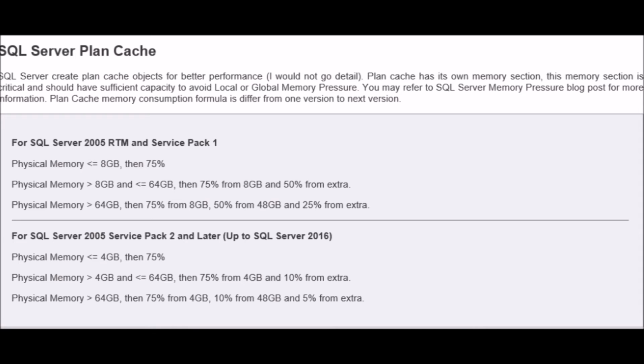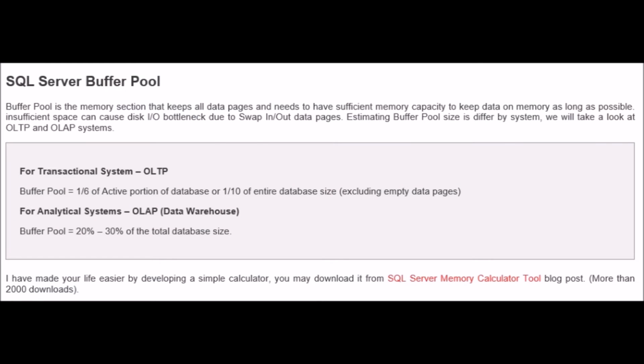And the buffer pool at the end, for the OLTP system, what we usually say is either you deduct all these calculated values from the total physical memory, or you just come out with the OLTP figure. If your database is OLTP, it's 1/6 of the active portion of the database, or 1/10 of the entire database. And for OLAP, 20 to 30% of the total database size is the memory for the buffer pool.